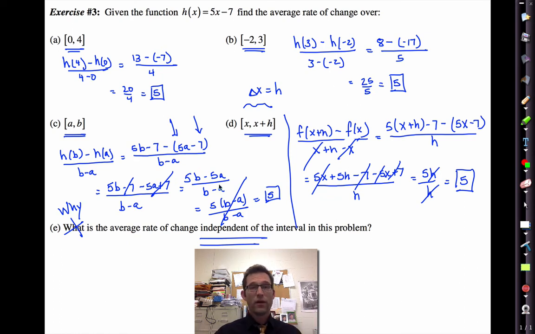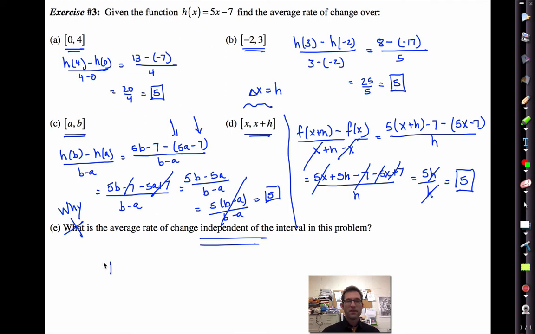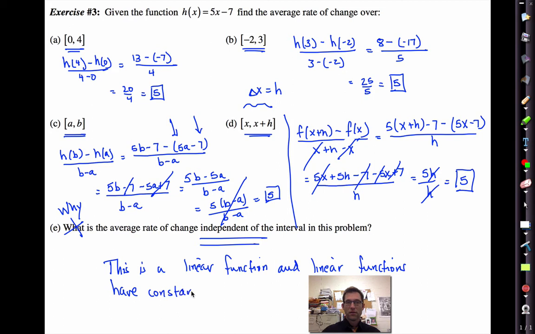All right. Well, it's independent because this is a linear function and linear functions have constant slopes. Right, that's it. So you can give me any interval you want, messy or nice, and my average rate of change formula is going to always come out to 5 because that's the slope of this linear function.